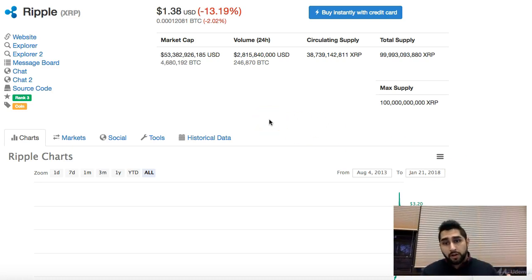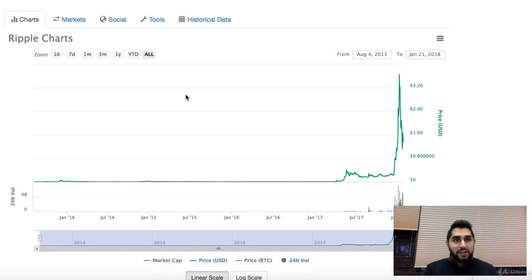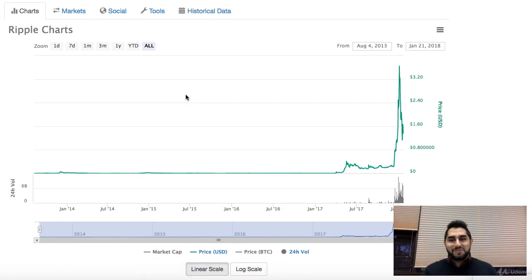Again, I'm on coinmarketcap.com. We're checking out Ripple, which the acronym is XRP, and I want to take a look at this chart. The funniest thing about these cryptocurrency charts, or the reason I just laughed, is because this type of acceleration in price is just so insane.